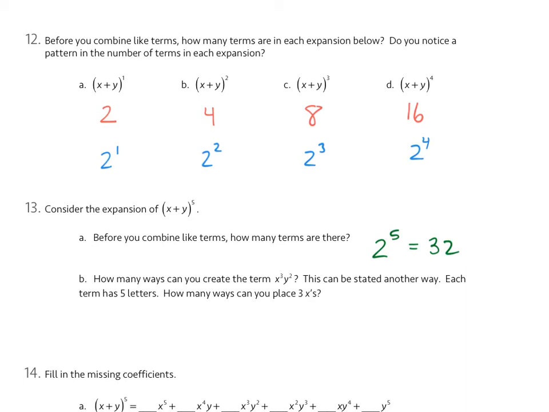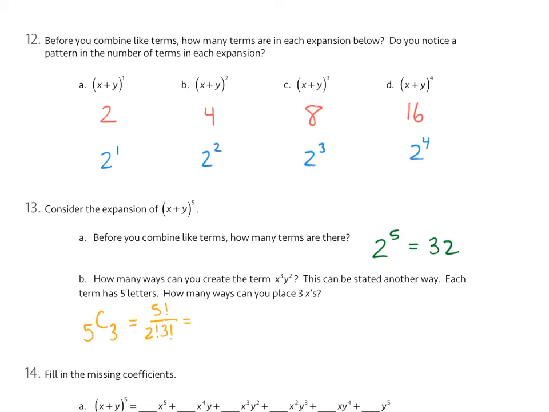This can be stated another way. Each term has 5 letters. How many ways can you place 3 x's? Each term has 5 letters, and you want 3 of those letters to be x. You can calculate this by finding the combination 5C3. That's 5 factorial over the difference between 5 and 3 factorial, which is 2 factorial, multiplied by 3 factorial.